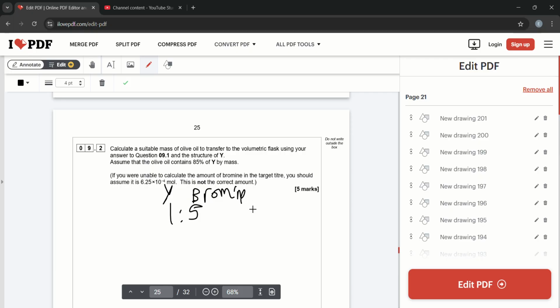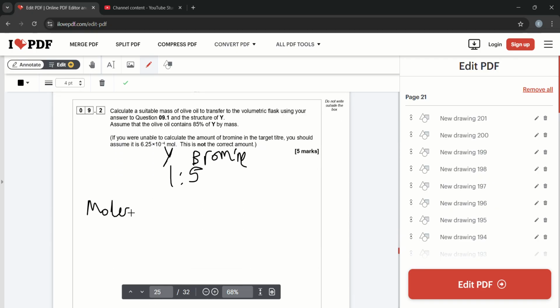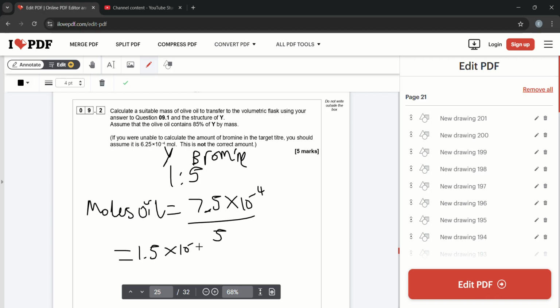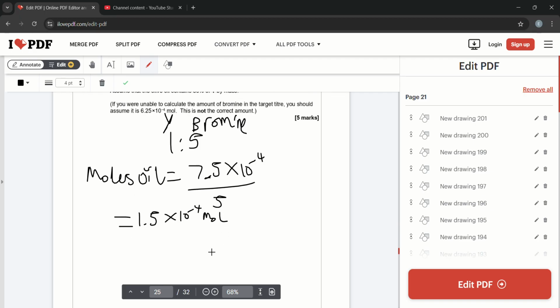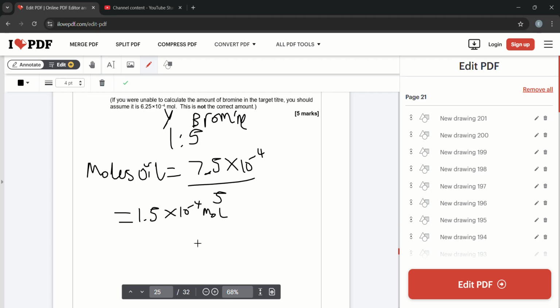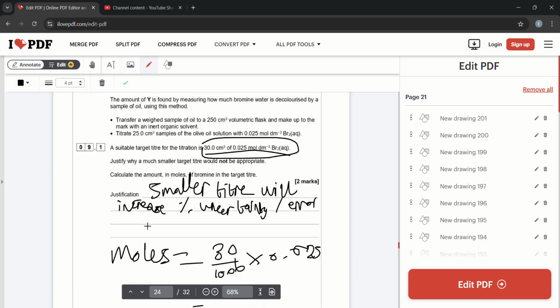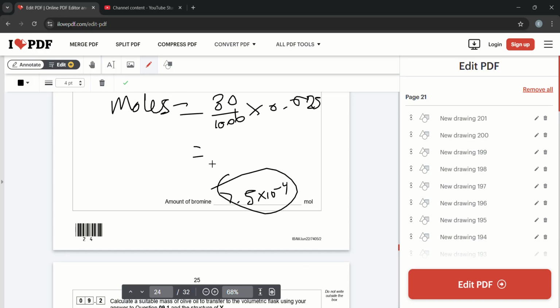And we know the moles of bromine is this. So we want to find out the moles of Y, in this case moles of oil. It's going to be 7.5 times 10 to the power minus 4 divided by 5, which will give me 1.5 times 10 to the power minus 4. And remember, this many moles of bromine is in 25 centimetres cubed.